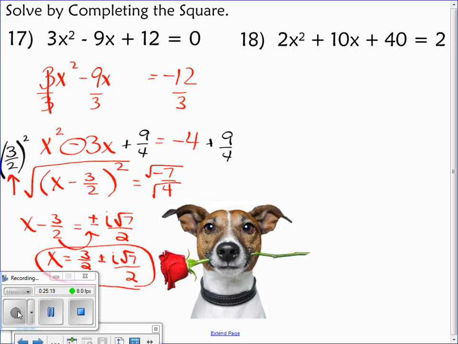Ramon? I heard you say 25/4 up here. You lost your negative sign. A positive 4 plus 9/4 is 25/4. Yeah, you just lost your negative sign. That's okay.